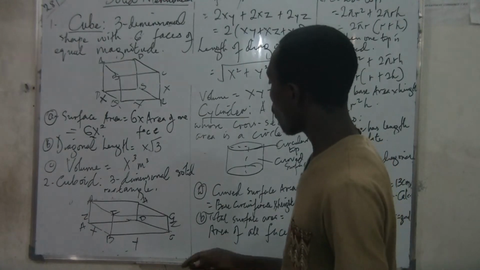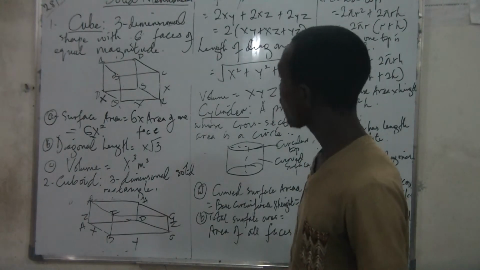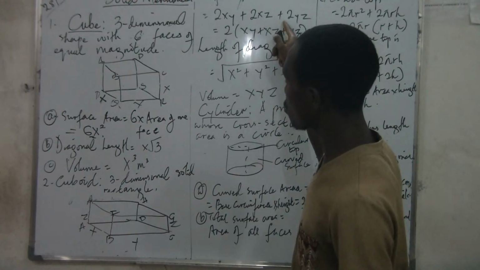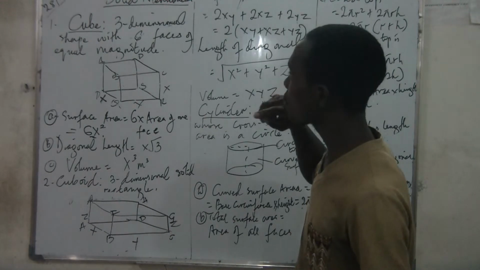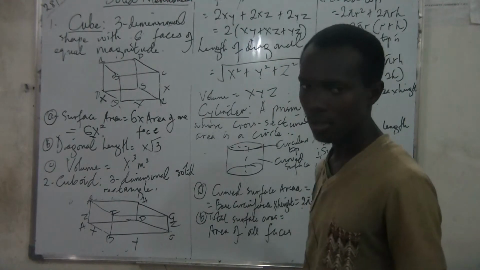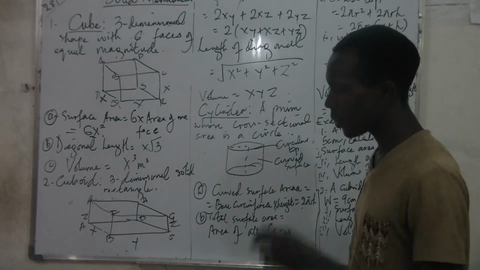You also have yz, this box, and there are 2 of them. So we have 2 times xy plus 2 times xz plus 2 times yz. And it will give us 2 times (xy plus xz plus yz).